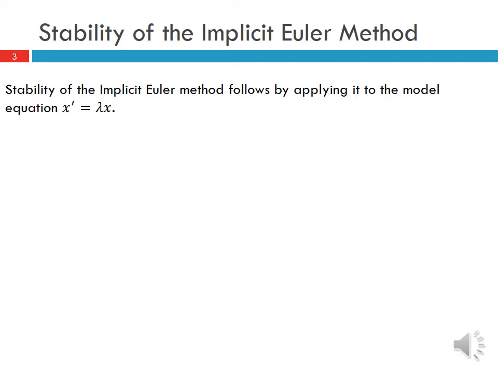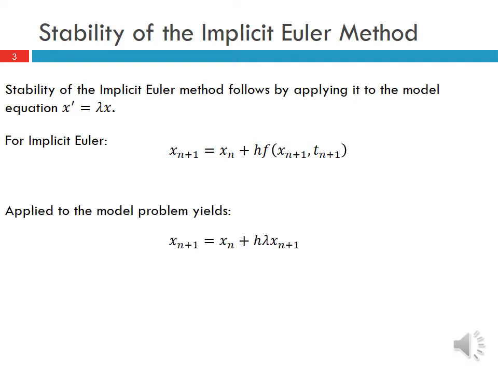The stability analysis for this method follows by applying it to the model equation x prime is equal to lambda x. So for implicit Euler, the method proceeds with the expression shown here. So x_{n+1} is equal to x_n plus h times f evaluated at x_{n+1} and t_{n+1}, where h is the step size. So applied to the model problem, this expression yields what is shown here. So x_{n+1} is equal to x_n plus h lambda times x_{n+1}.